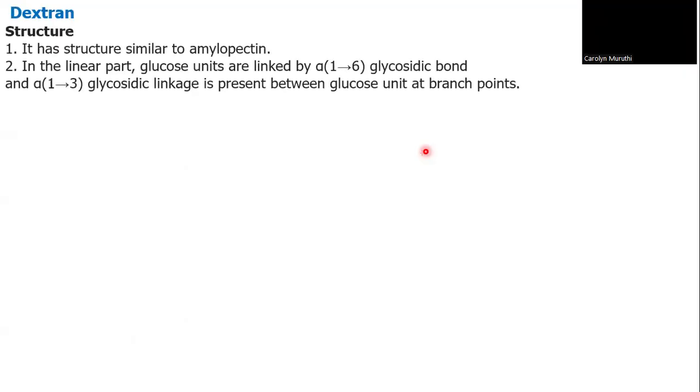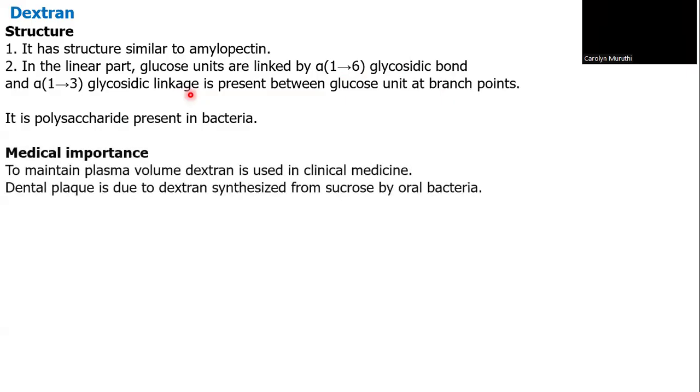Dextran, another example of a polysaccharide. Here we see that the monomers are glucose units. However, they are linked by alpha-1,6 glycosidic bonds. This is the linear part. And the branching part has alpha-1,3 glycosidic linkage. This polysaccharide is present in bacteria, so it has some medical importance. We see that dental plaque is due to dextran synthesized from sucrose by oral bacteria.